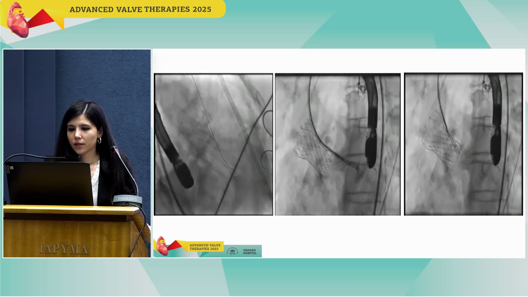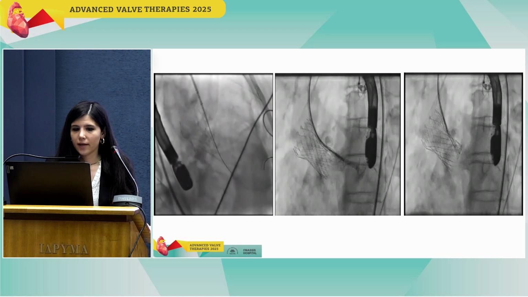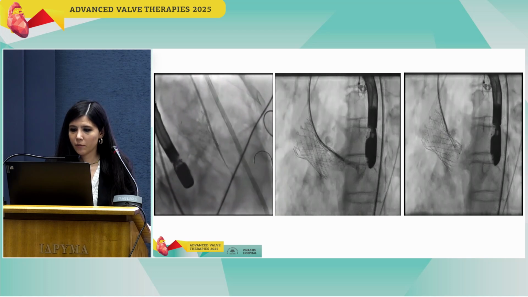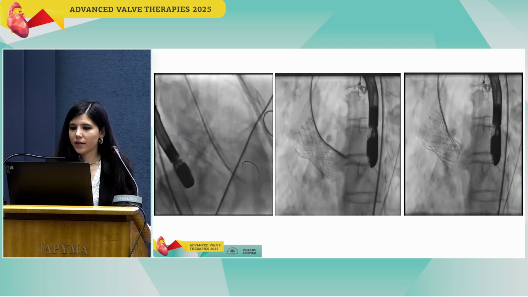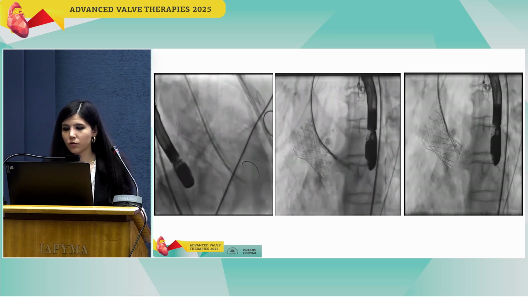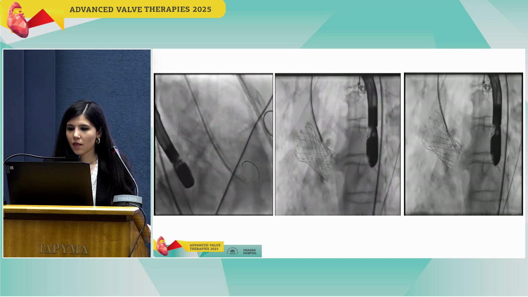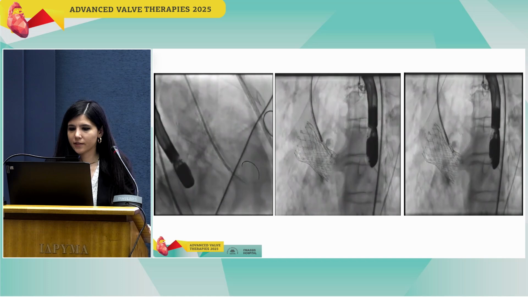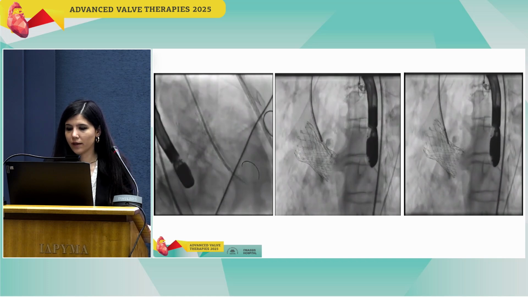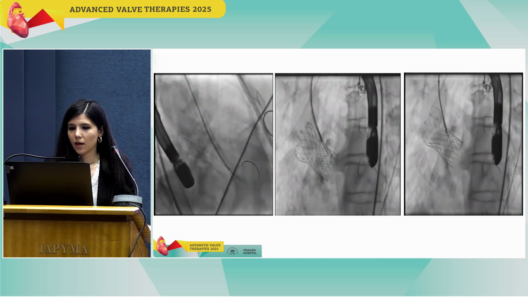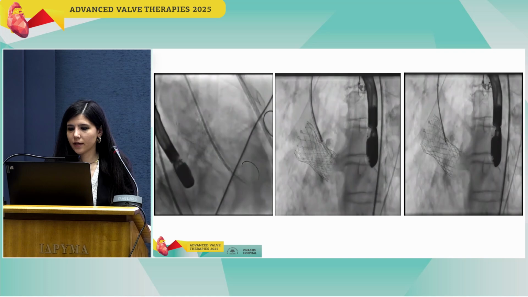Subsequently, an Occlutech 5 French sheath was inserted via the right femoral artery, and then the device was advanced through the sheath, and the first disc was extracted into the left ventricle. The entire system was then retracted until the first disc reached the outflow tract of the leak. And then the twist segment and the second disc were deployed.